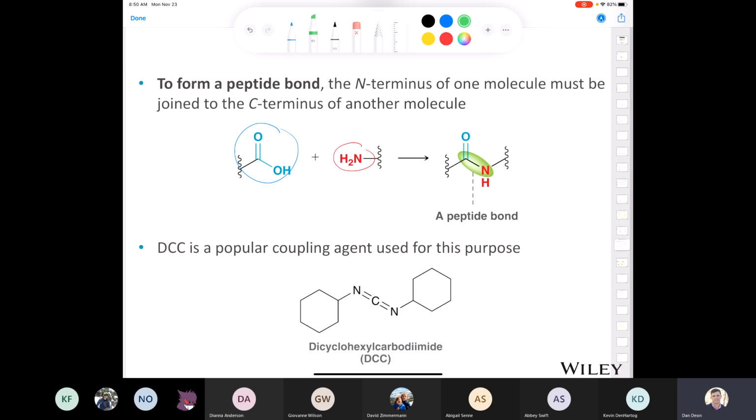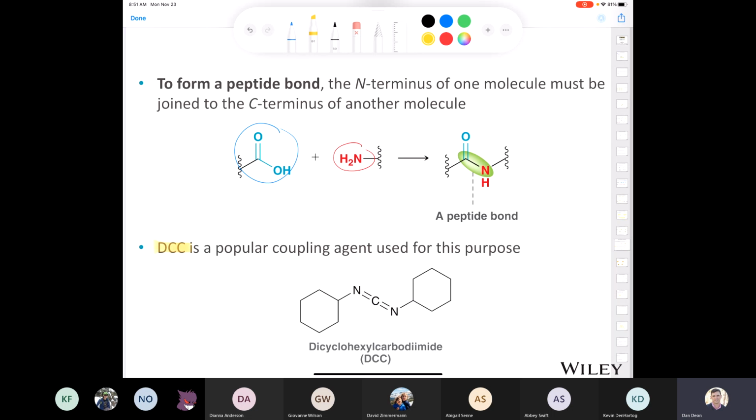But one popular way to make amide bonds is to use this reagent, dicyclohexylcarbodiimide, which we abbreviate DCC. It's a white solid. It has to be stored in a freezer, and I mean not a super cold freezer, just a freezer from a refrigerator. Anyhow, and it's really popular because why? Because it works really well.